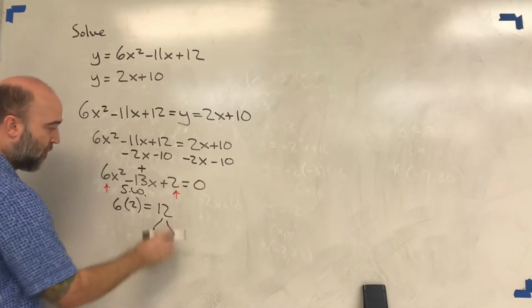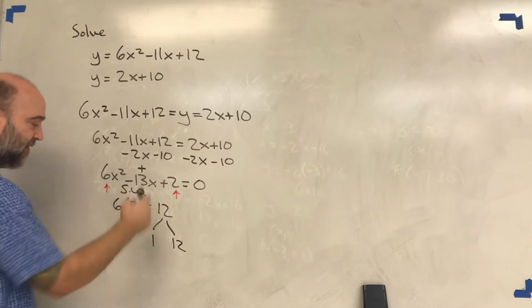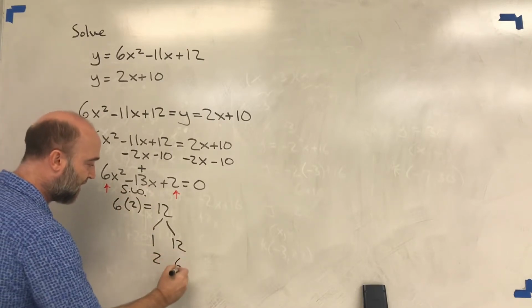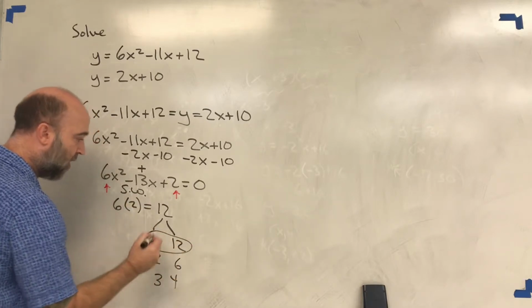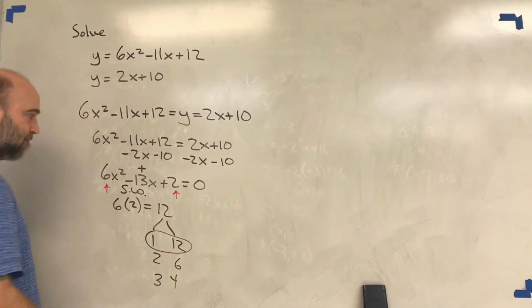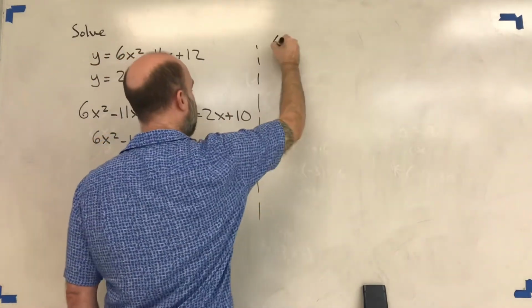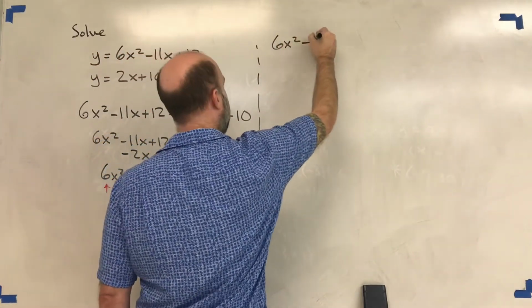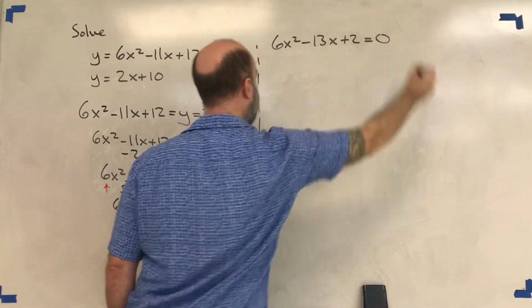So I go through all the factors. 1 and 12, notice a combination of that makes 13. 2 and 6, 3 and 4. So it's the 1 and 12 if they're both negative. Okay, so that's my side work. And I have 6x squared minus 13x plus 2 equals 0.